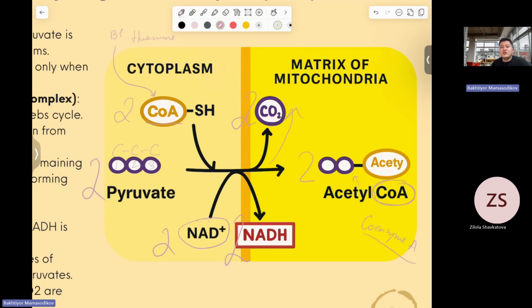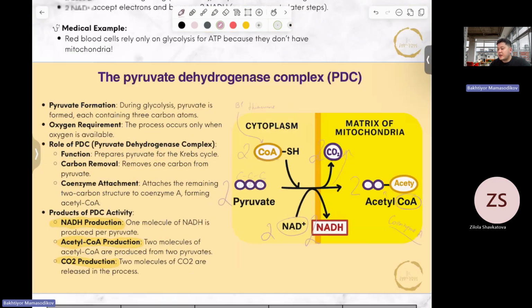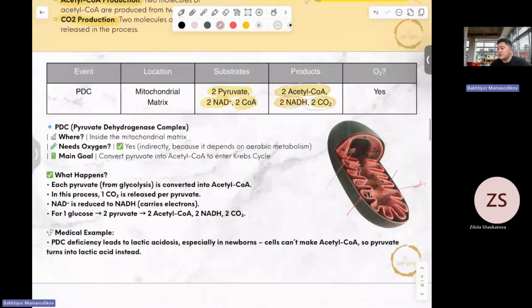What does it lead to? It leads to fatigue because less ATP is produced, and it leads to confusion as well, in beriberi. PDC deficiency can be genetic as well. PDC deficiency leads to lactic acidosis because oxygen is available, but PDC is not available. PDC is where we prepare the pyruvate for the Krebs cycle, okay? Especially in newborns with the genetic form, cells cannot make acetyl-CoA.